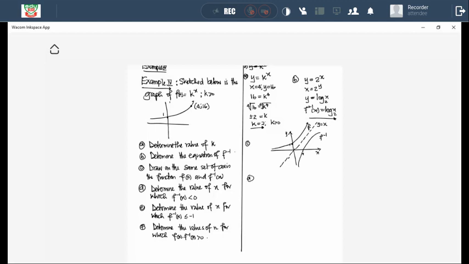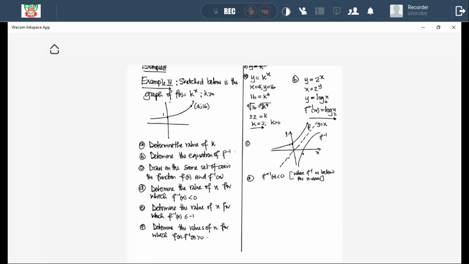Now D says determine the values of x for which f inverse is less than 0. F inverse is less than 0. In other words, I'm looking for where f inverse is below the x-axis. That's how you deduce that.